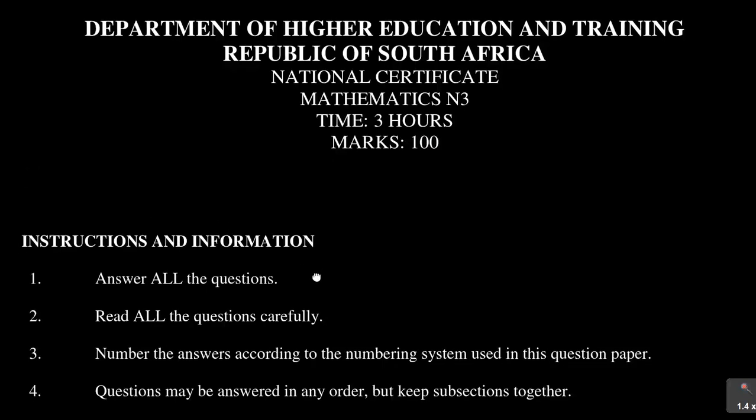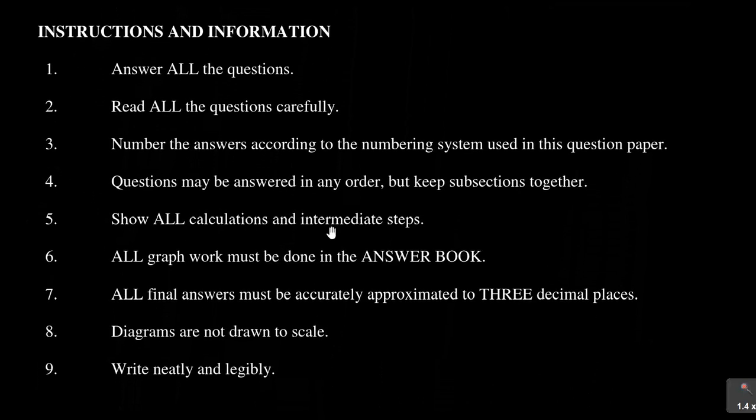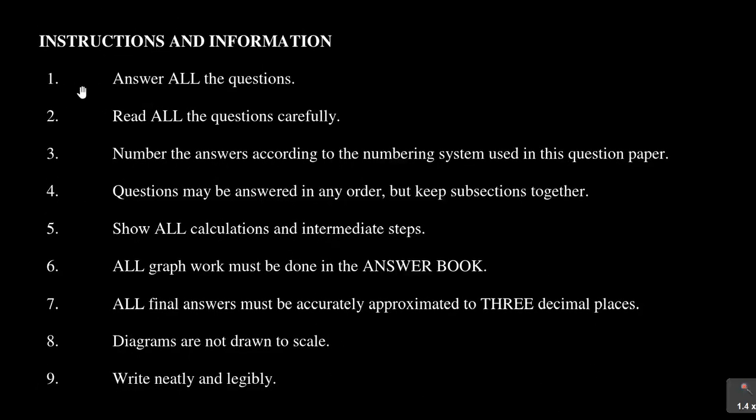A few instructions here that you need to be careful of. Some of them are general, and as a candidate you always come across them. For example, you need to answer all the questions. You need to read all the questions carefully. And then it says number the answers according to the numbering system used in the question paper. This is very important. Do not come with your own numbering system, but just follow the numbering system used in the paper. Even if you are giving it in point form, you don't come up with your extra numbering system for those points.